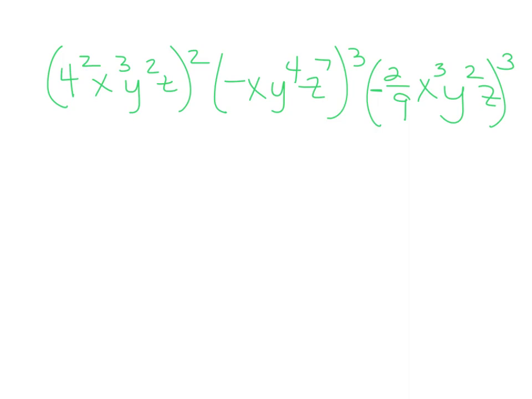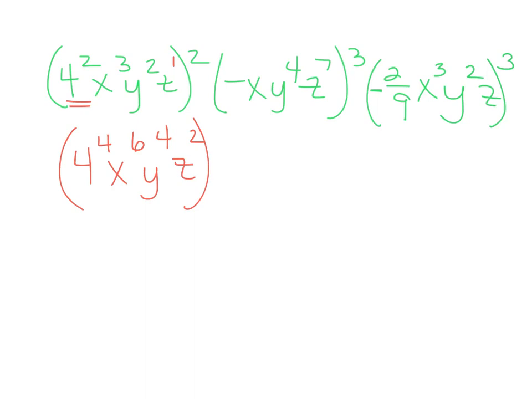Okay, let's start with the first parentheses. So if I take 4 squared and I square it, that's 4 to the 4th. X cubed to the 2nd is x to the 6th. Y to the 4th. And then, of course, there's an imaginary one here, so that's z to the 2nd.